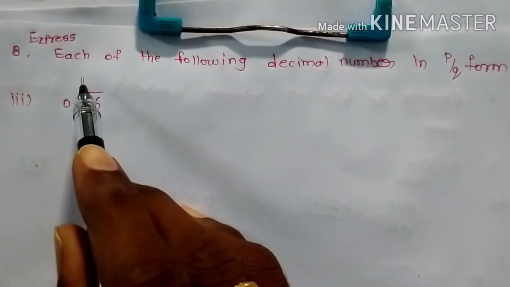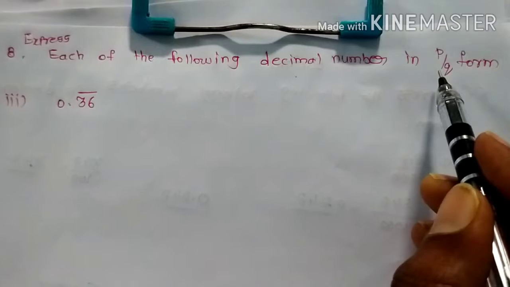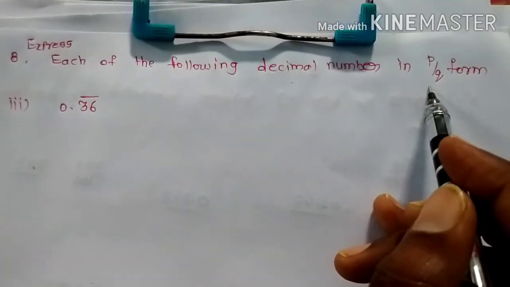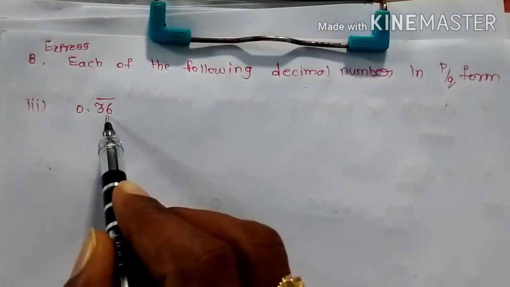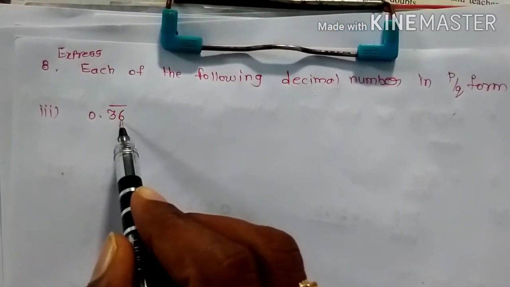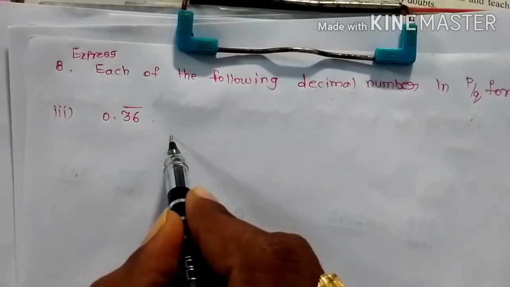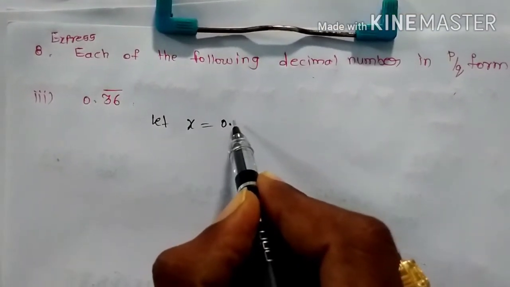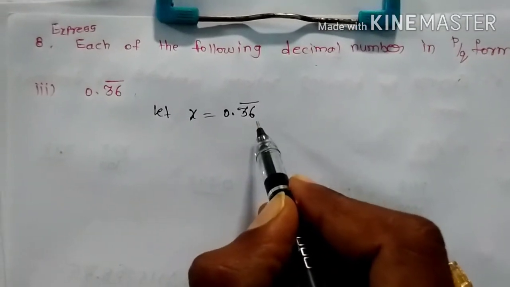Now you can see here, express each of the following decimal numbers in p by q form. See here 0.36 bar. That means you have to observe this is a non-terminating recurring decimal. So first you can take, let x is equal to 0.36 bar.